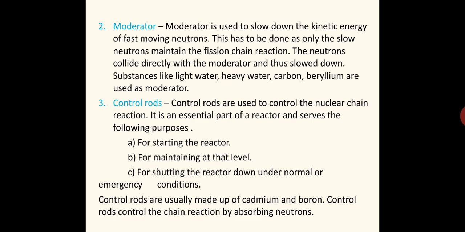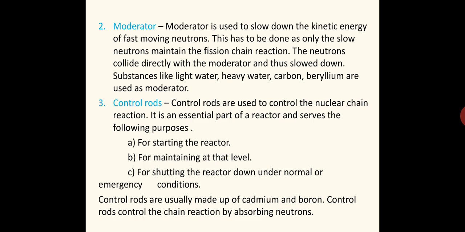Now comes the control rod. Control rods are used to control the nuclear chain reaction. It is an essential part of the reactor and serves the following purposes. The first is for starting the reactor, for maintaining it at that level, and for shutting the reactor down under normal or emergency conditions. Control rods are usually made up of cadmium and carbon. Control rods control the chain reaction by absorbing the neutrons.